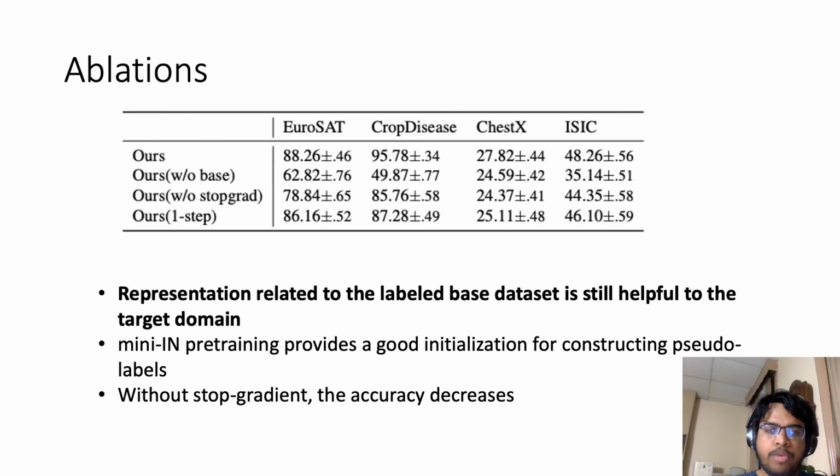Now, we have performed other ablation studies, and from those ablations, we found some interesting points. For example, we see that the labeled base dataset is still helpful, even if it's coming from a different domain. So our assumption is that it can provide a good initialization for our method to create the pseudo labels of the unlabeled dataset. We also found that it's important to apply stop gradient towards the weakly augmented version, and without the stop gradient, the accuracy decreases a bit.